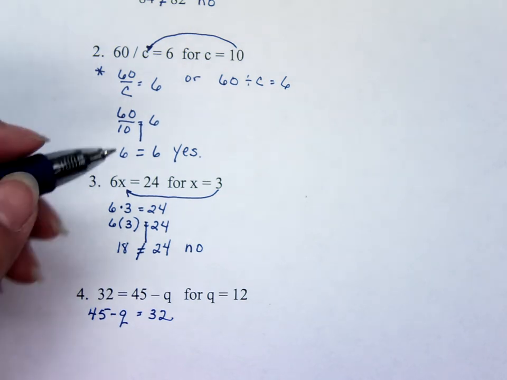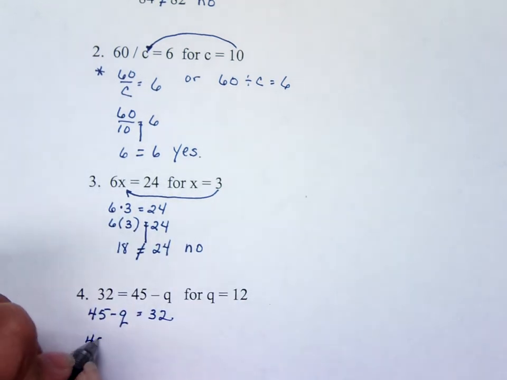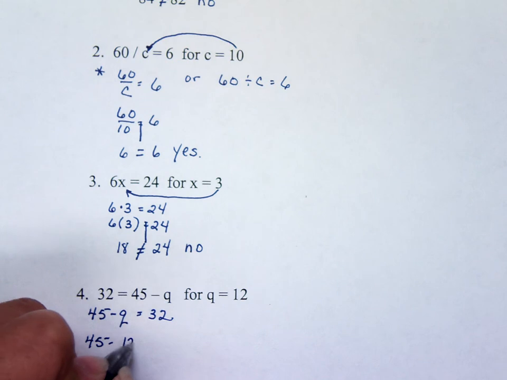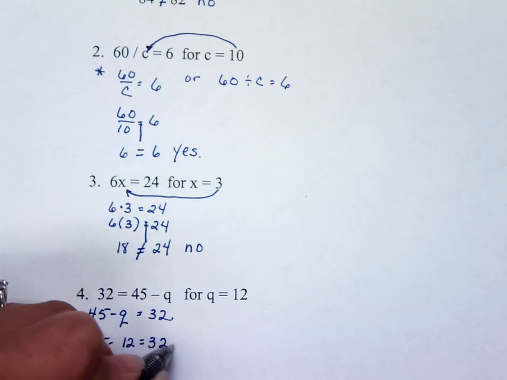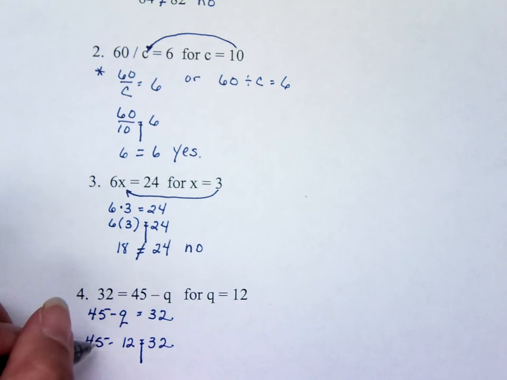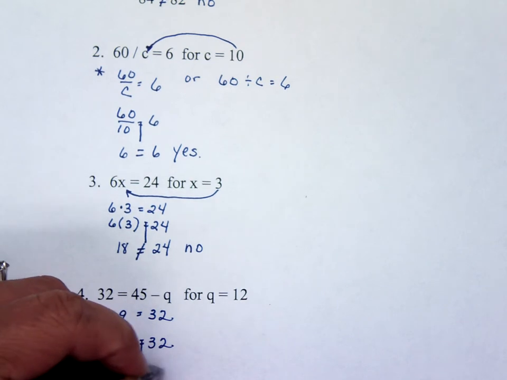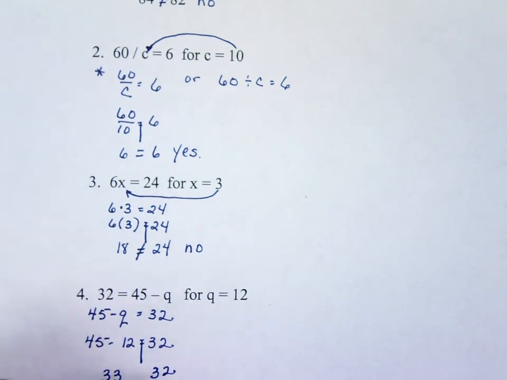Okay, so you should have replaced your q with 12. So you have 45 minus 12 is equal to 32. Put your line where the equal sign is. 45 minus 12 is 33. Bring down the number 32. Does 33 equal 32? It does not. Put a line across the equal sign, and you put no, it is not a solution.